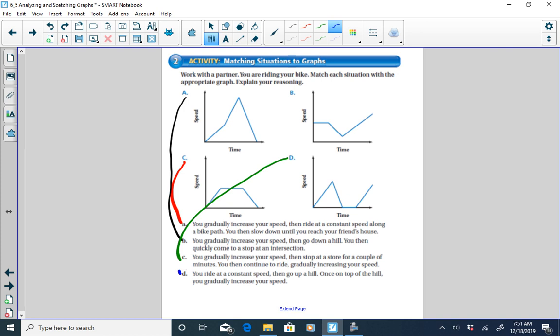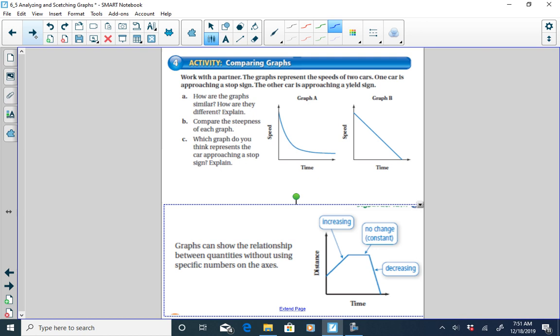So that would have to be graph D. So when you're reading these graphs, be very careful about going uphill and going downhill, right? When we're going downhill, your line actually juts up like it does here in this graph A, because when you're going downhill, your speed increases over time. When you're going uphill, your line actually goes down from left to right, because when you're going uphill, your speed actually decreases. All right? Okay.